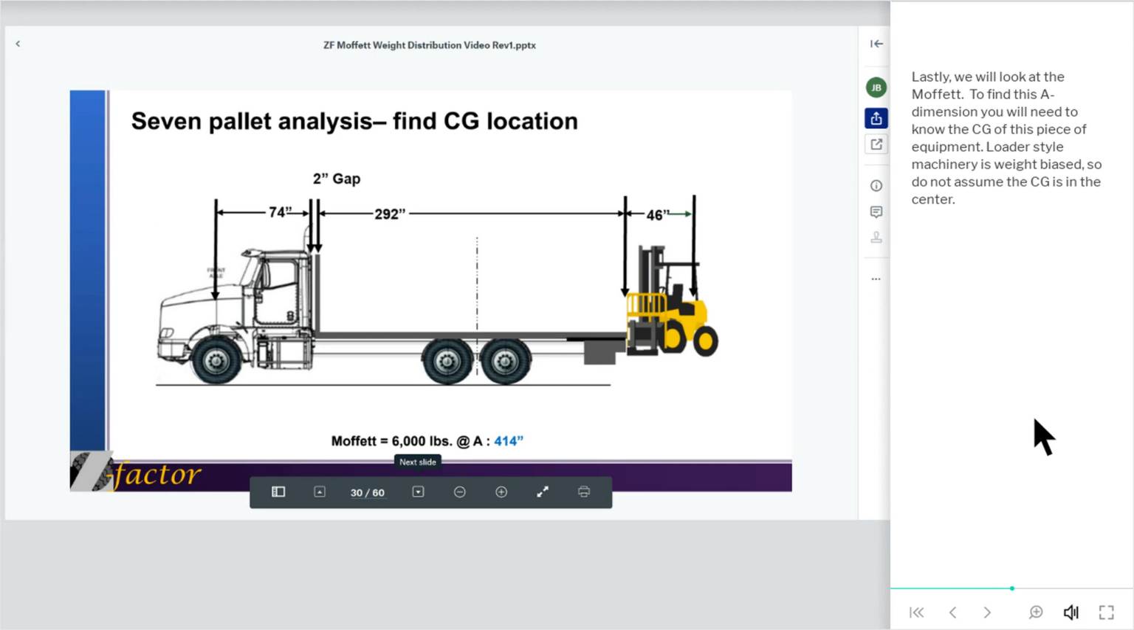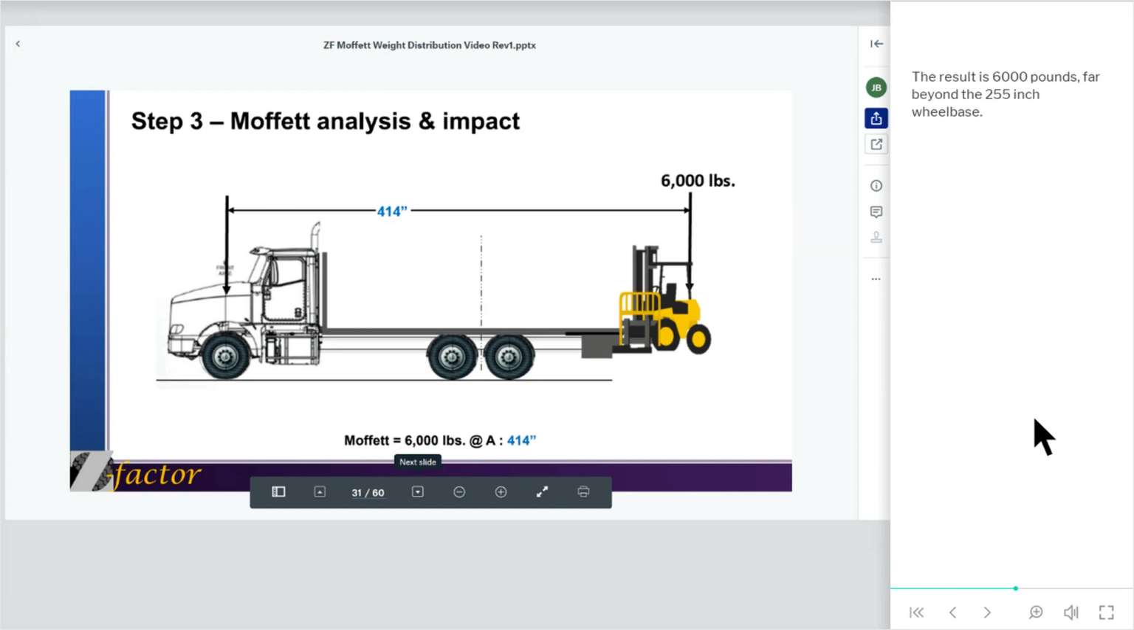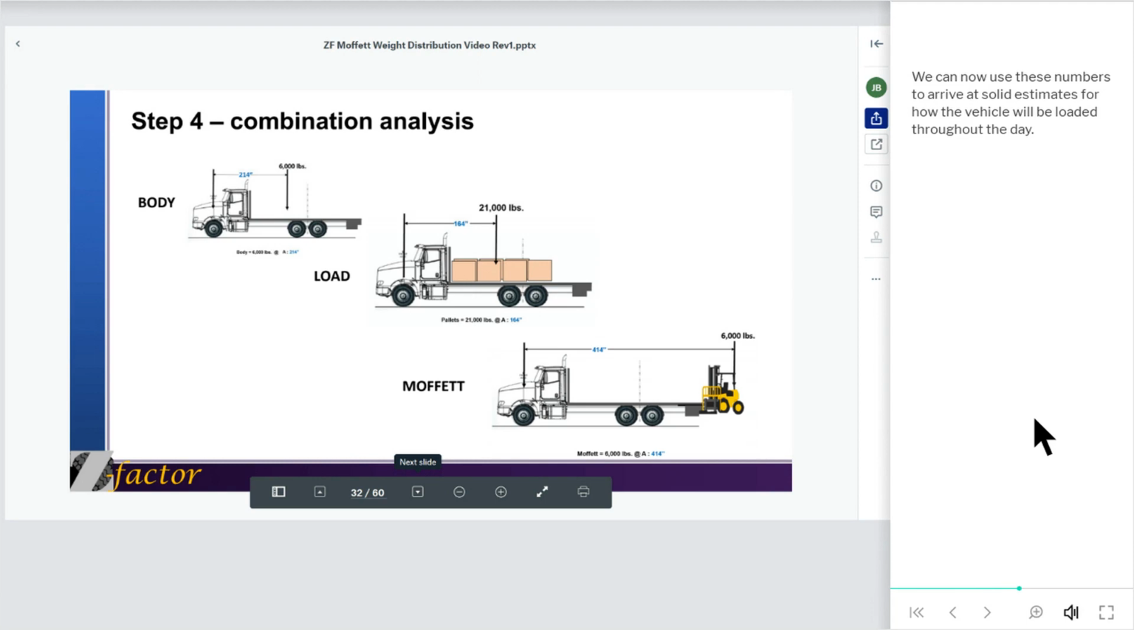Lastly, we will look at the Moffett. To find this A dimension you will need to know the CG of this piece of equipment. Loader-style machinery is weight-biased, so do not assume the CG is in the center. The result is 6,000 pounds, far beyond the 255-inch wheelbase. We can now use these numbers to arrive at solid estimates for how the vehicle will be loaded throughout the day.